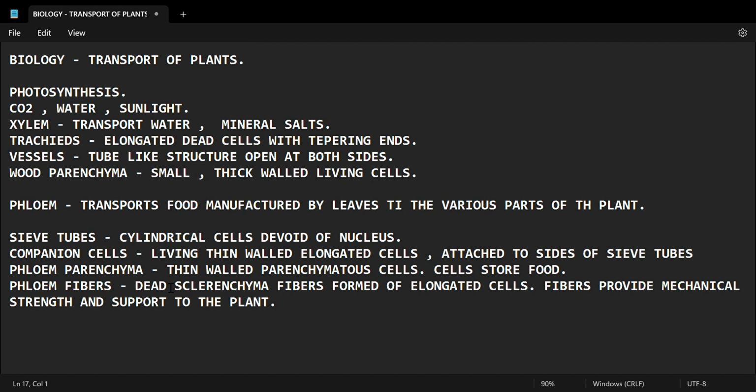Now water absorption by the roots. The root system of plants consists of a main root which gives out the lateral roots. The lateral roots bear a large number of fine outgrowths called root hairs.